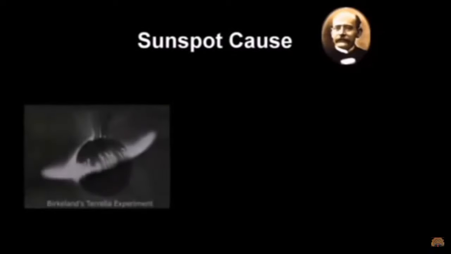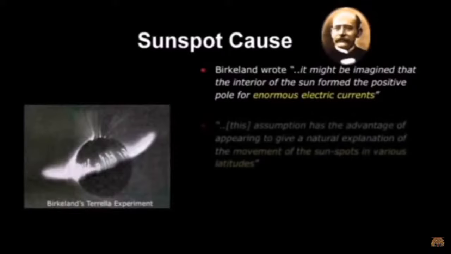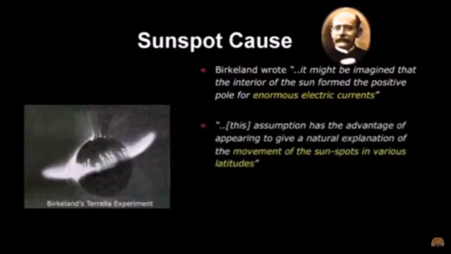Here we come back to Birkeland. This man was amazing. He wrote, "It might be imagined that the interior of the sun formed a positive pole for enormous electric currents." So there's your electric sun. "This assumption has the advantage of appearing to give a natural explanation of the movement of the sunspots in various latitudes." This experiment has been repeated back in the 60s, and depending on the current input, those spots move in latitude, which is exactly what we see. So the sunspot movement across the latitudes on the sun is a measure of the changing power input to the sun.